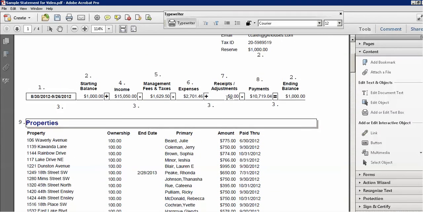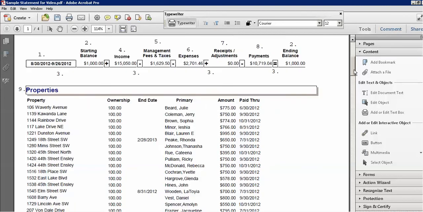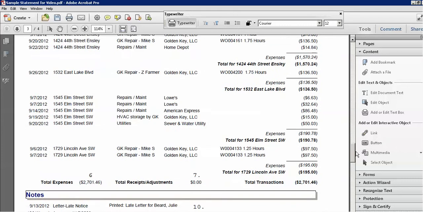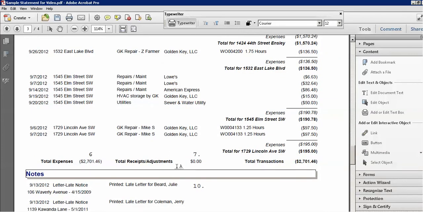Section 7, Receipts and Adjustments. This is where you will find any adjustments made by us. Common adjustments are a payment to the owner account from the owner. So that means the owner sends a check to Golden Key to put into their owner account. And security deposit refunds from utility companies. This will tie to the total receipts adjustments found under the Expenses Other subsection. So you can see there were no receipts and adjustments. And you can see that that ties right there to number 7.